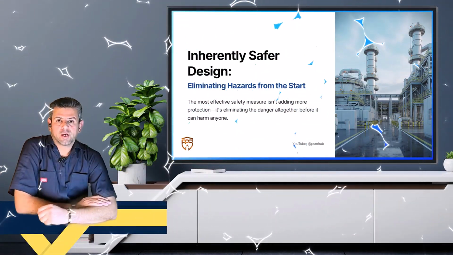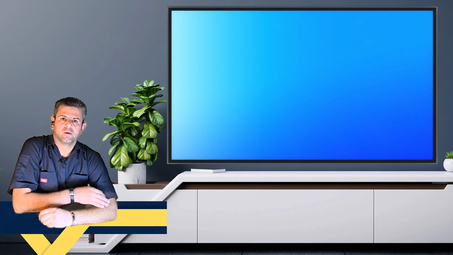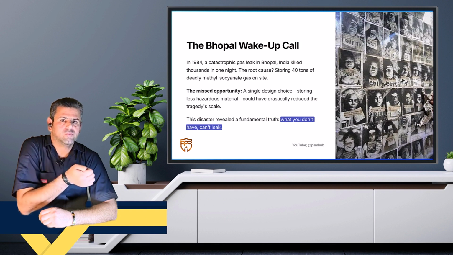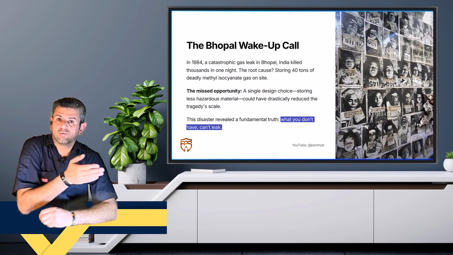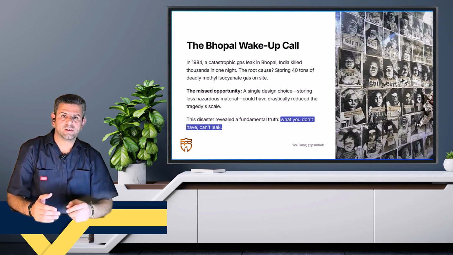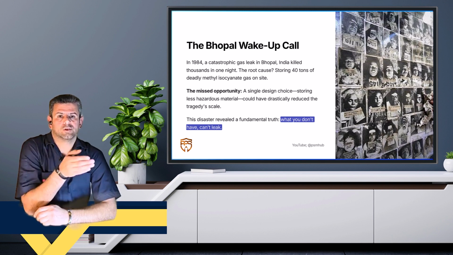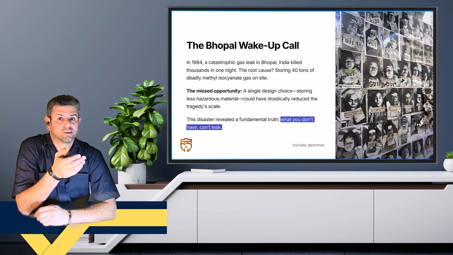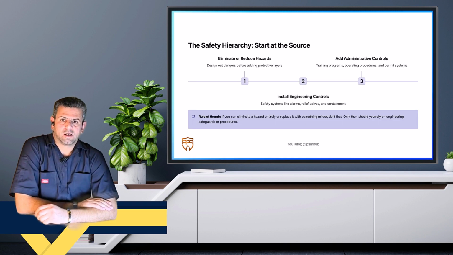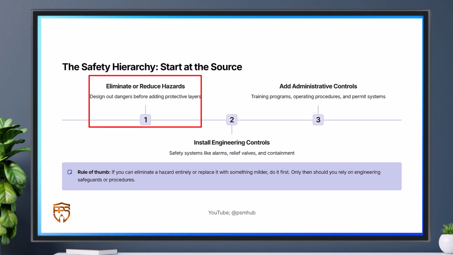In 1984, a catastrophic gas leak in Bhopal, India, killed thousands of people in one night. What if a single design choice could have drastically reduced the scale of that tragedy? It turns out there was one: simply storing less of that deadly gas on site. This idea of removing or reducing hazards outright is at the heart of inherently safer design, or ISD. Instead of adding more alarms and safety gadgets, the first step is to eliminate the danger at its source.